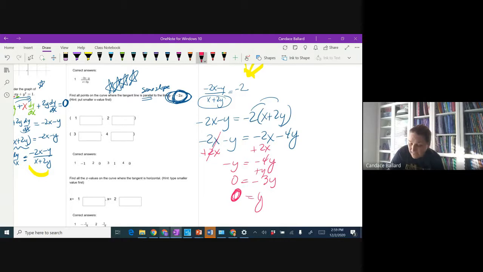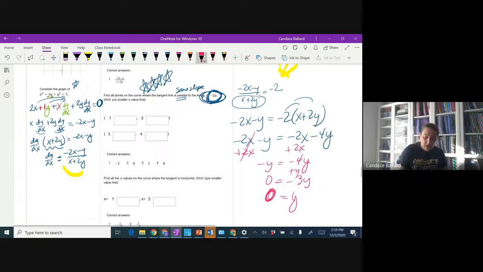Okay, now I need to take that and go back to my original equation, which was all the way over here in the question stem. I'm going to put that 0 in there and try to solve for x.